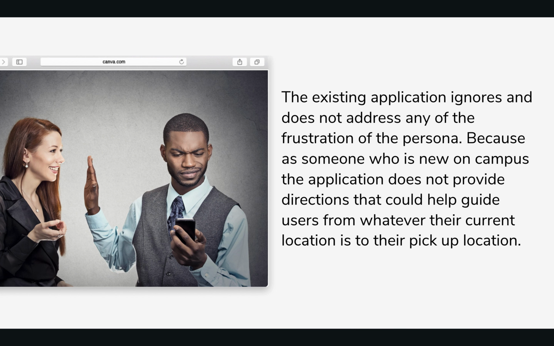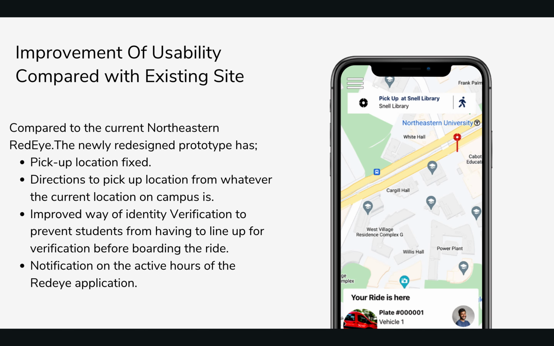Now, one thing that we noticed, based on our persona and the findings from the user interviews and the testing of the current application, is that the application does not address the needs or frustrations of the persona. As someone who's new on campus, some of her personality traits are that she's not a very sociable person. She's very reserved and doesn't communicate with people easily. She would not be able to ask around on campus for directions to the pickup location, which is the Snell Library, and the application does not provide directions that could help guide her from wherever her location is on campus to the pickup location.